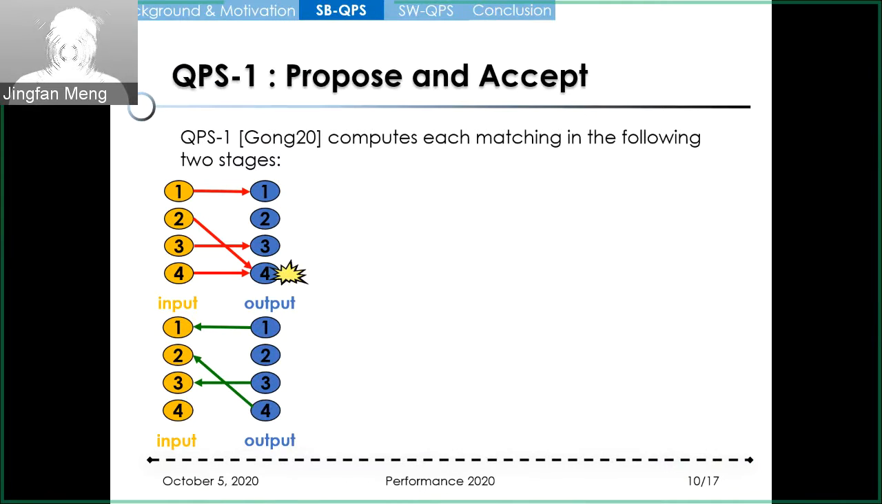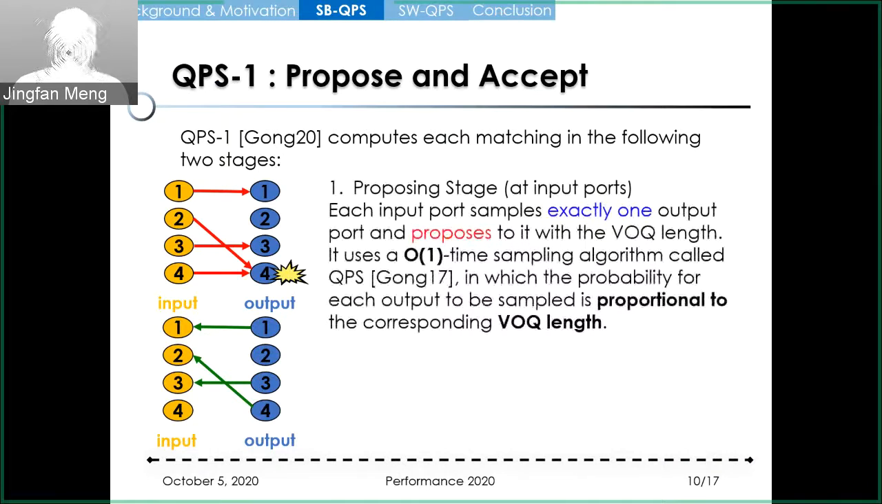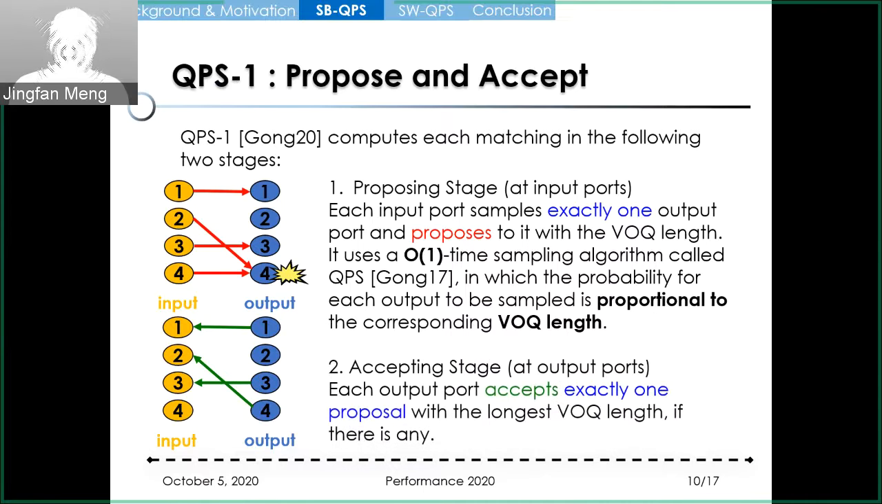QPS-1 computes each matching in the following two stages: a proposing stage and an accepting stage. In the proposing stage, each input port proposes to a randomly sampled output port. The probability that each output port is sampled by input 1 is proportional to the corresponding VOQ length at input 1. Using a QPS algorithm, this sampling can be performed in O(1) time.